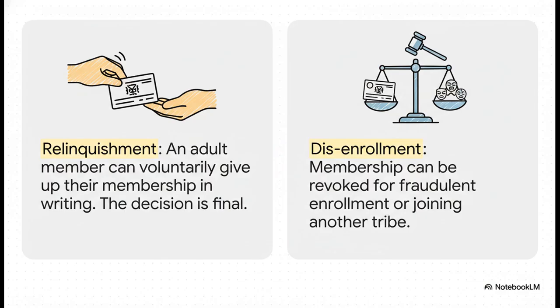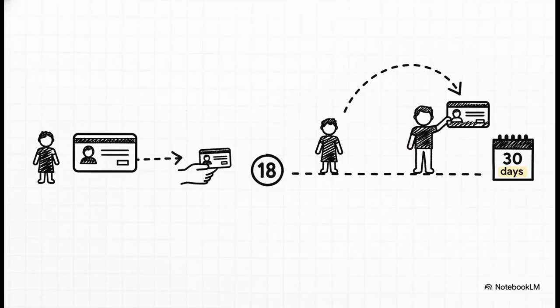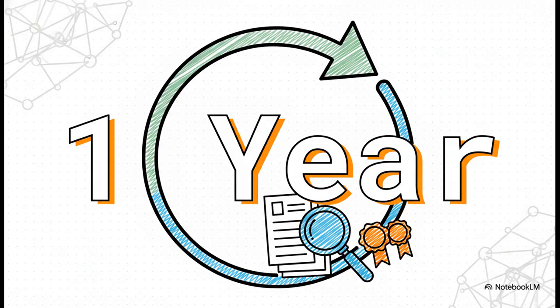Or in more serious cases, like if someone enrolled fraudulently or joined another tribe, the community can involuntarily disenroll that person. But there's a really important exception here, a kind of second chance, if you will. If a minor's membership was given up by a parent, they get a shot to reclaim it for themselves. There's a 30-day window right after their 18th birthday when they can reapply. And to ensure the total integrity of the membership roll, the process doesn't just stop at approval. All new memberships actually go through a one-year audit period.